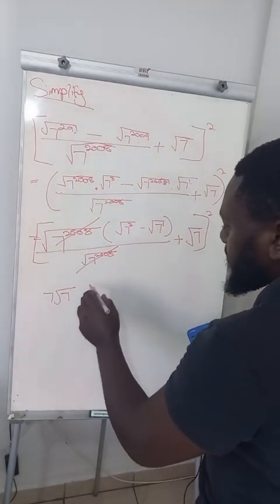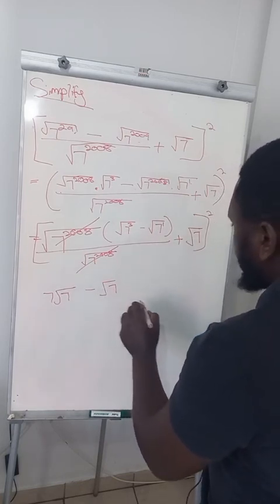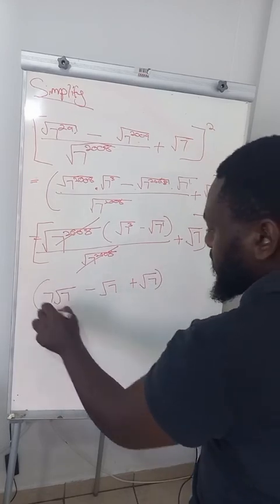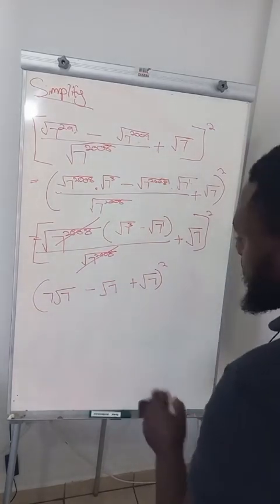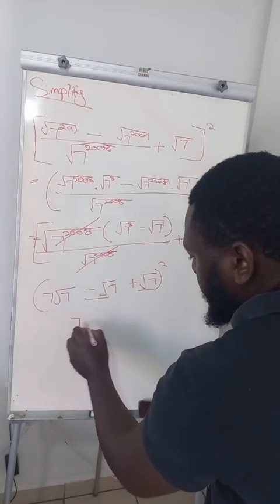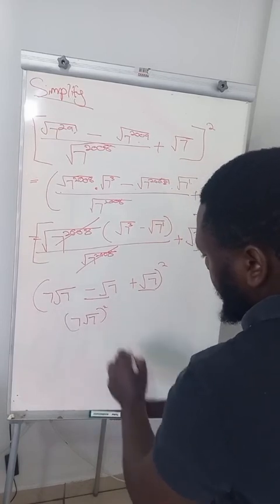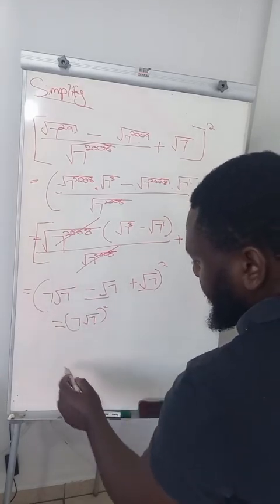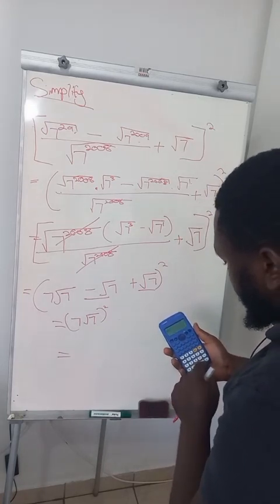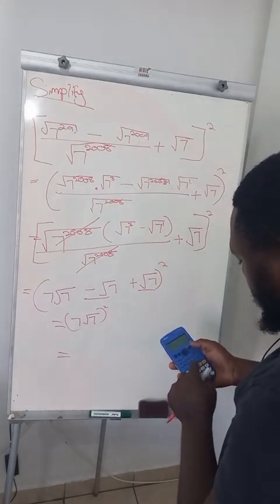And then you'll have minus the square root of 7 to the power of 1, which is just the square root of 7, plus the square root of 7. And all these things are being squared. Now you'll see that this one and this one go out. So you'll just be left with 7 root 7, and this is squared. So your final answer will be 7 root 7, and then you just square it.